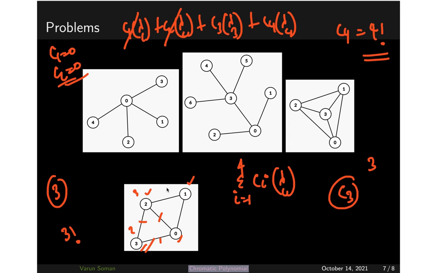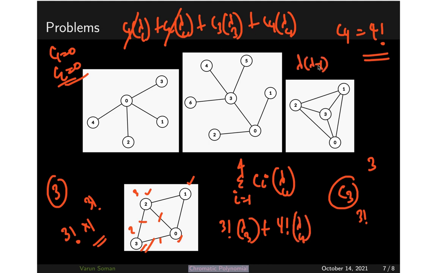So in total the number of ways would simply be 3 factorial into 1, which is nothing but 3 factorial. So C3 is nothing but 3 factorial. Okay, so the total number of ways in this case would be 3 factorial into lambda C3 plus 4 factorial into lambda C4. Okay, if you want you can simplify, so it will simply be lambda into lambda minus 1 into lambda minus 2 plus again lambda into lambda minus 1 into lambda minus 2 into lambda minus 3, because you can cancel out this 3 factorial and 4 factorial.